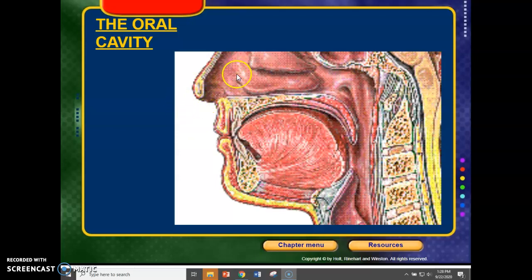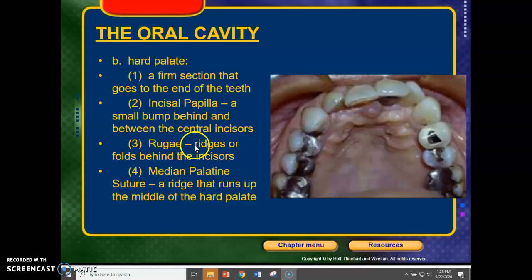Up here is your nasal cavity. So you breathe in through your nose, and air can go straight down the back of your throat here. Or you can breathe in or eat through your mouth and into that same area. This area back here, this common area, is called the pharynx.